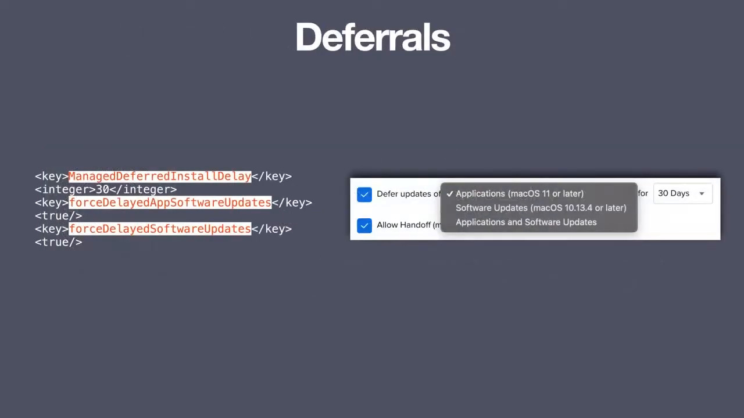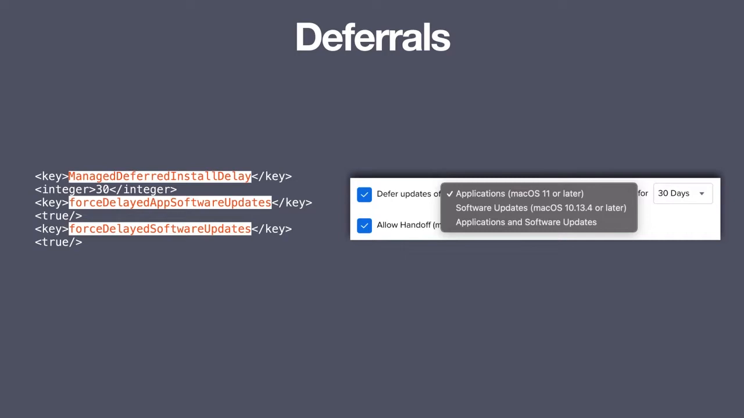Okay, moving on to deferrals. Sometimes you may need to delay macOS updates, for example, if you've got third-party apps or integrations that you need to test and validate those updates for first. Apple provide a couple of preference keys to manage this. First one, forceDelayedSoftwareUpdates, which enables deferrals, and enforcedSoftwareUpdateDelay, which you set to specify the number of days updates will be deferred for, up to a maximum of 90 days.